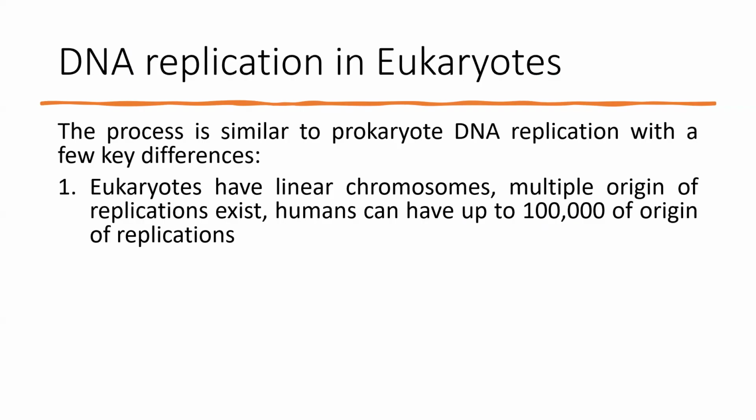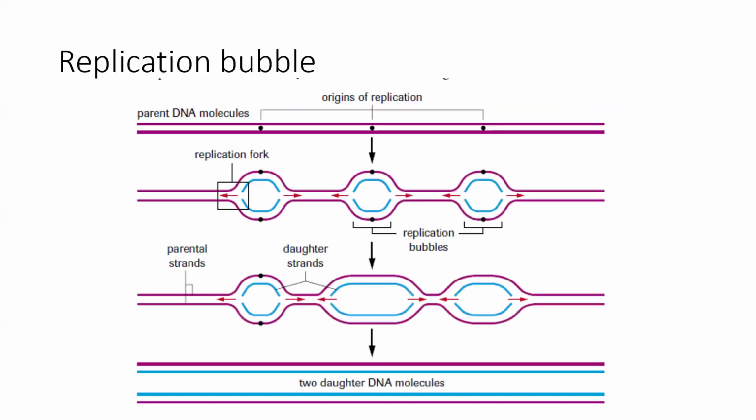So it's much longer. And for that reason, it makes more sense to have multiple origins of replication at a time. So instead of just having one bubble and then spreading out, you're going to have multiple bubbles, and then each bubble will expand, and eventually the bubbles will merge, right? So you start at multiple sites. That way you can copy many different locations simultaneously and you speed up the process. Okay. So that's the first difference. We have multiple origins of replication. Prokaryotes only have one.